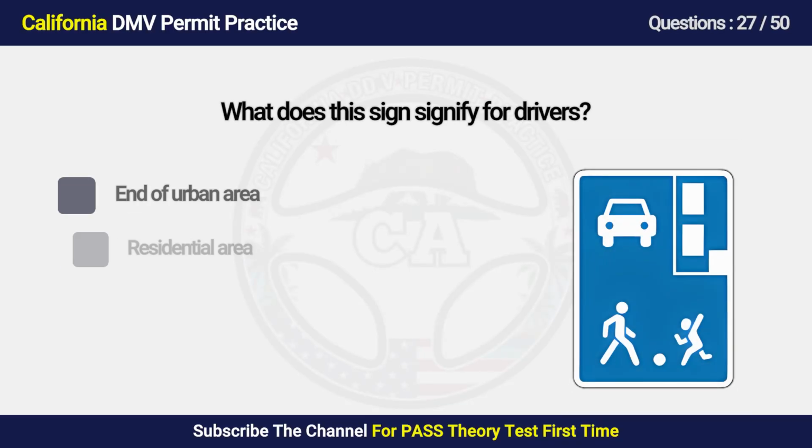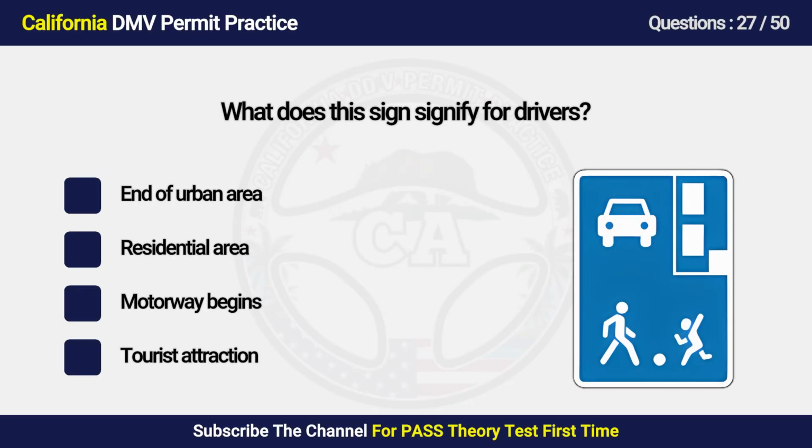Question 27. What does this sign signify for drivers? A, end of urban area. B, residential area. C, motorway begins. D, tourist attraction.